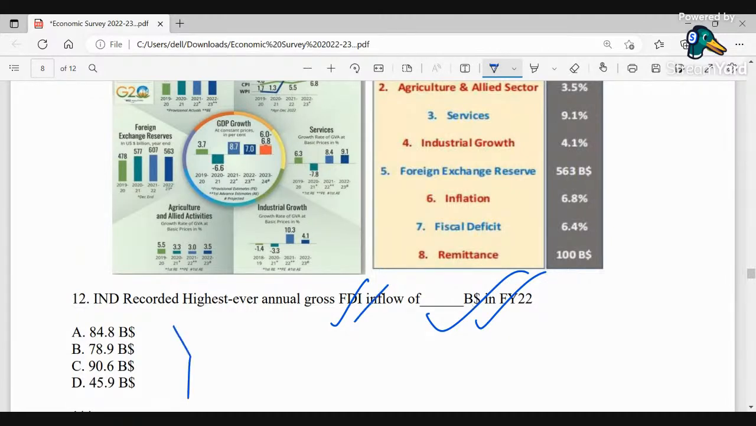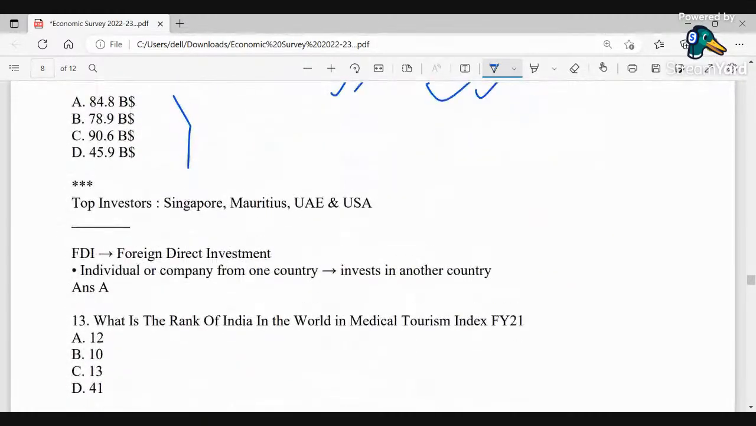So what is basically FDI? Any investment from an individual or a firm located in a foreign country into a country is called a foreign direct investment. Generally, foreign direct investment is when a foreign entity acquires ownership or a controlling stake in the shares of a company in one country or establishes business there. So that is basically FDI. So your correct answer will be A.